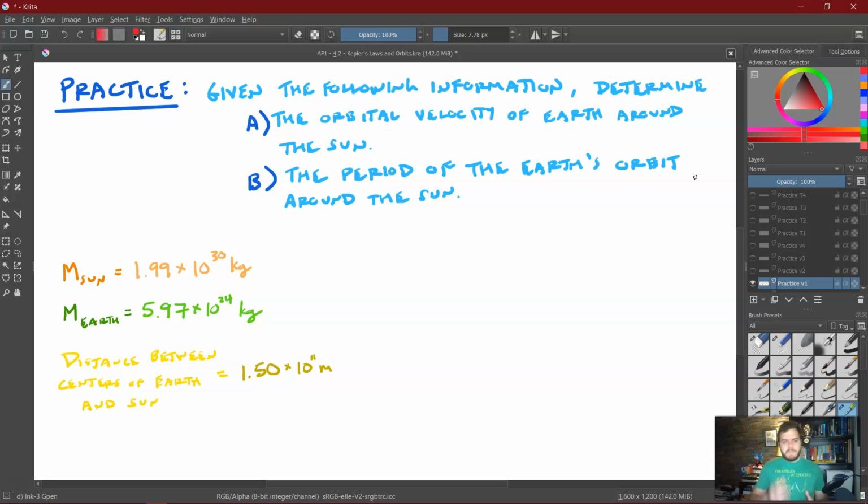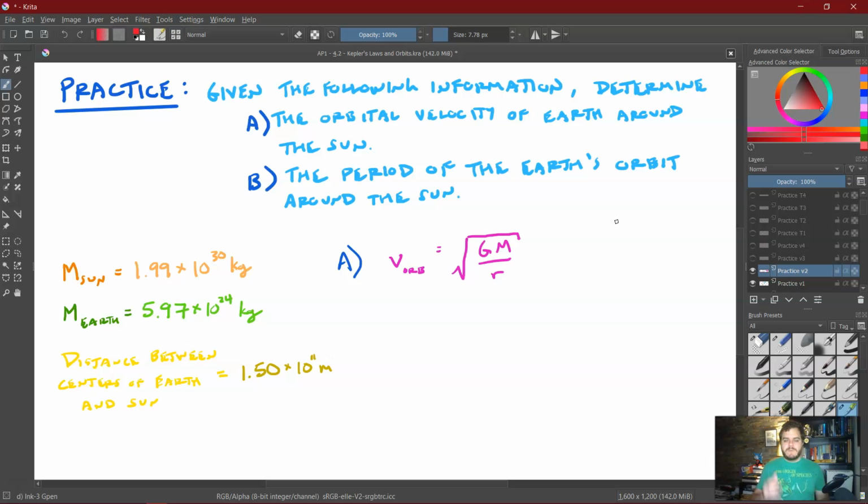So, given the following information, which includes the mass of the sun, the mass of the Earth, and the distance between the centers of the Earth and the sun, let's determine A, the orbital velocity of Earth around the sun, and B, the period of the Earth's orbit around the sun. So go ahead and do this on your own, pause the video, try your best, come back, and let's see how you did.